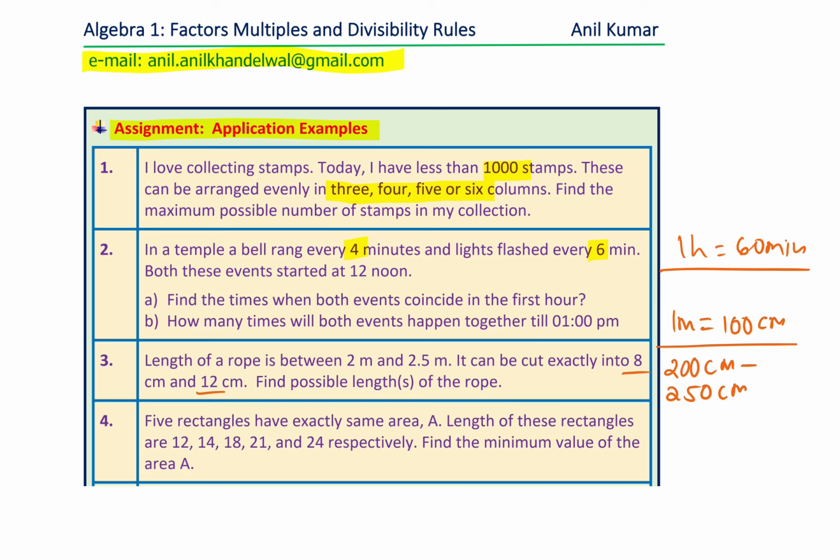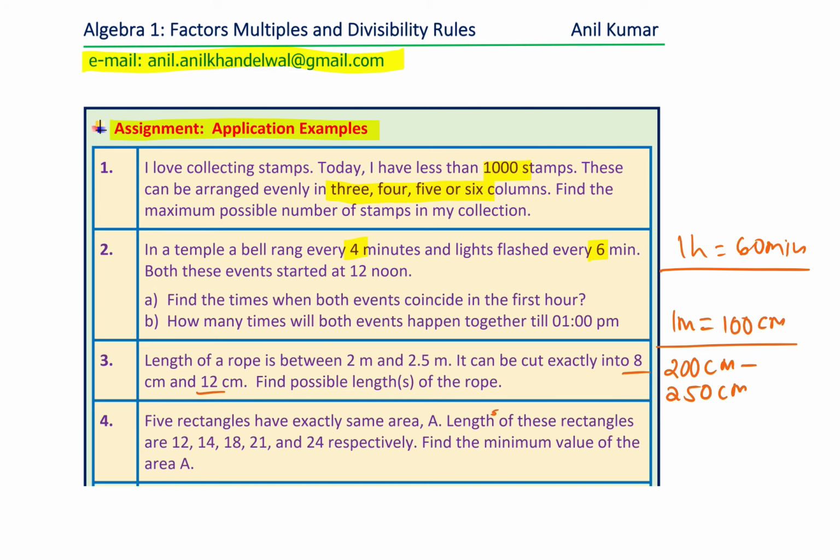The last question here is, 5 rectangles have exactly the same area. The lengths of these rectangles are 12, 14, 18, 21, and 24 respectively. Find the area, find the minimum value of area A.